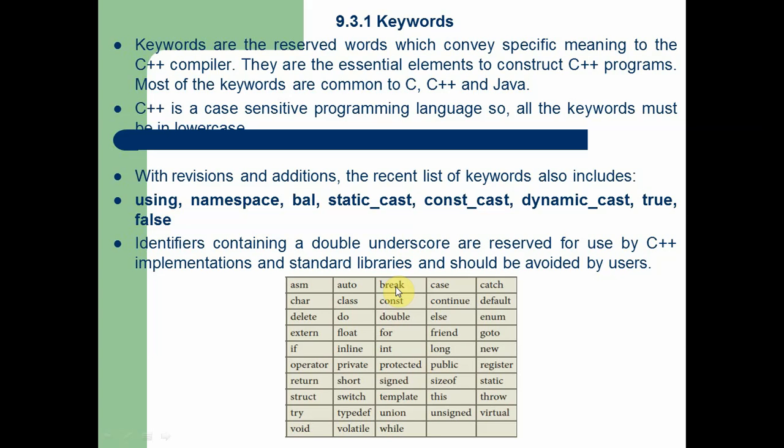For additions, the recent list of keywords is included here, like using, namespace, bool, static_cast, const_cast. These are the newly added C++ keywords. So I hope you understand the first concept, the first lexical element or token. Keywords are the reserved words which give some special meaning to the compiler. Some of the words are here.